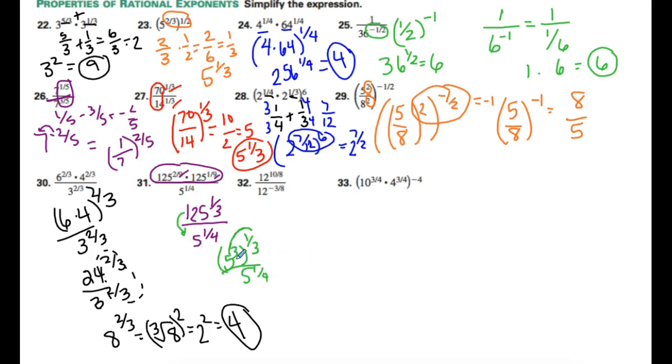So 1/3 of 3 is 1. So 5 to the 1 over 5 to the 1/4. We're going to subtract our exponents. 1 minus 1/4 is 3/4.